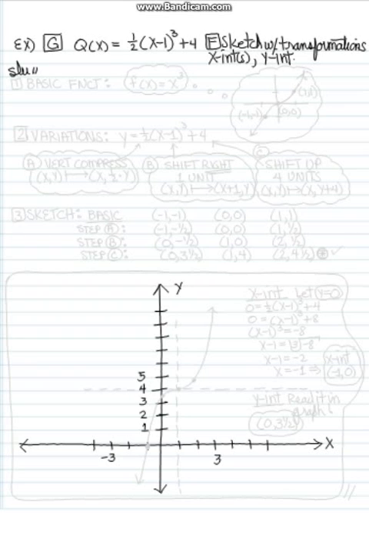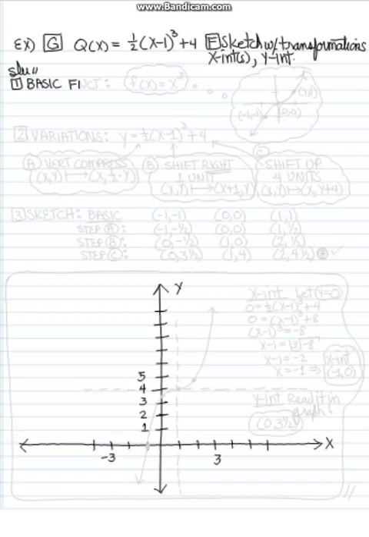Given the function q of x equals 1/2 parenthesis x minus 1 cubed plus 4, find the sketch of this function using transformations and locate the x-intercepts and the y-intercept. So let's outline how we're going to do this problem.